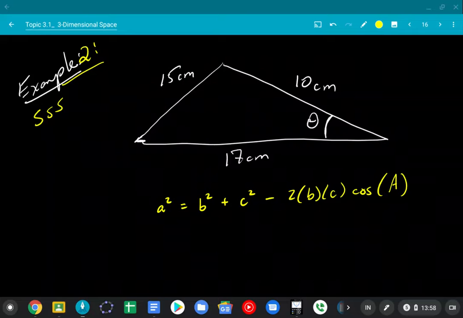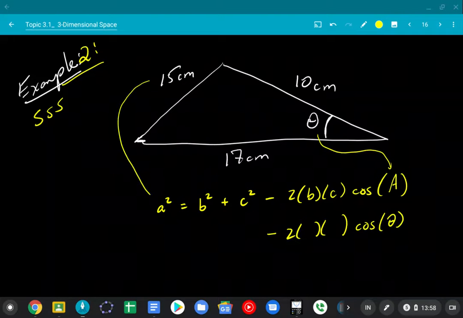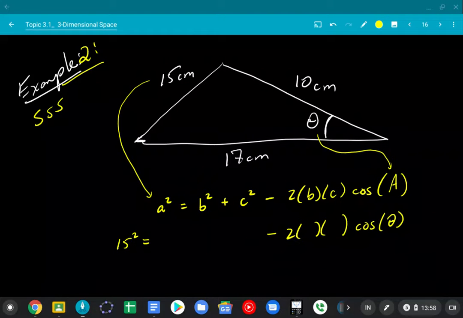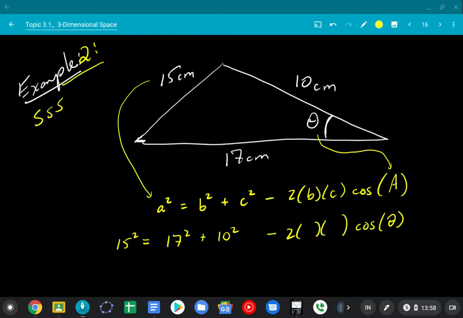All right. So I want to know what this is. So I'm going to call that theta. I'll say cosine of theta. The 15 goes over here. So I'm going to say 15 squared is equal to, and now the other two, the B and the C, it kind of doesn't matter what order I put them in, right? I could say 17 squared plus 10 squared, and 17 and 10. Notice these two are interchangeable because it's multiplication, and these two are interchangeable because it's addition. So they're both commutative. So it doesn't really matter what order you put those two guys in.